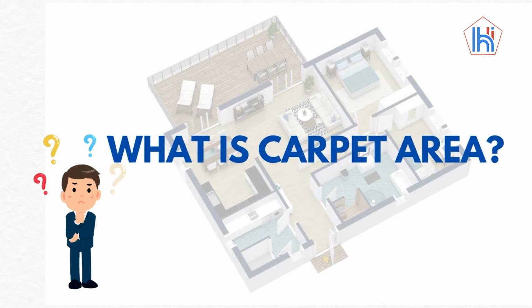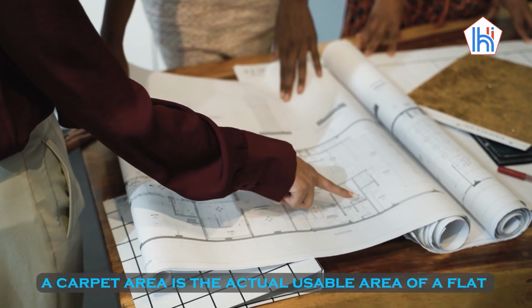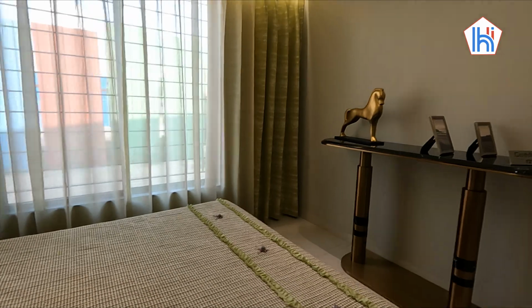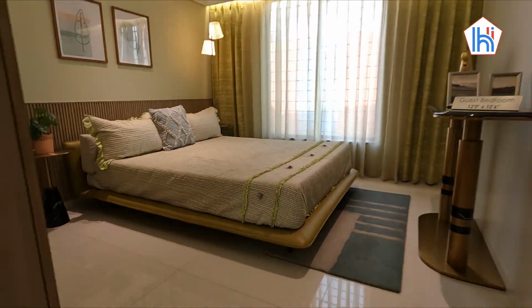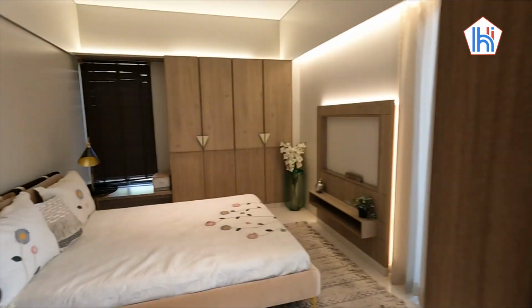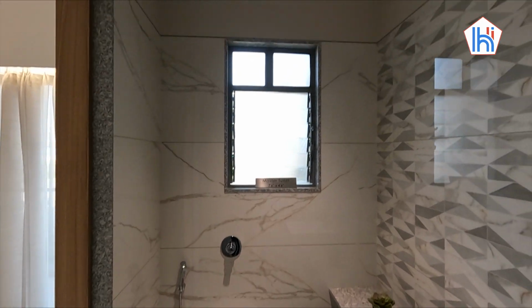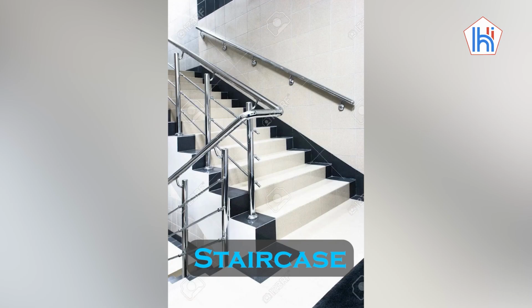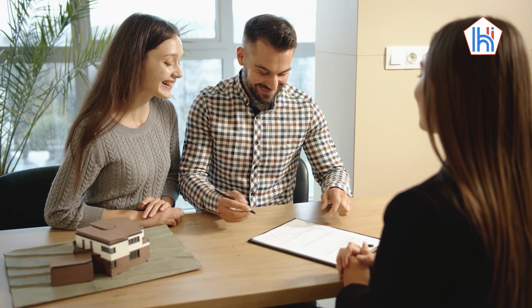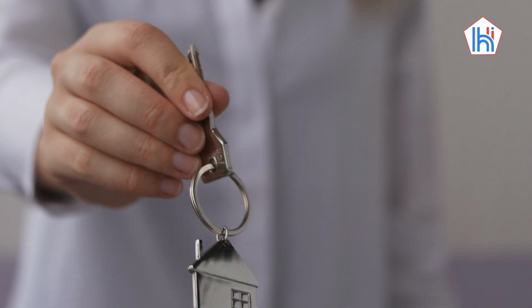What is the carpet area? In simple words, carpet area is the actual usable area of a flat, or literally where you can spread a carpet. It does not include external common areas like lifts, staircases, and lobbies. This is the most useful metric for a home buyer.